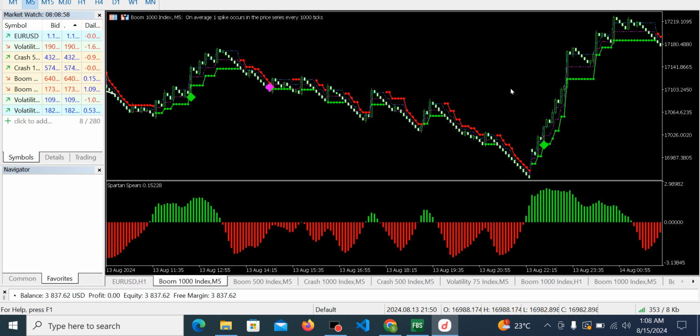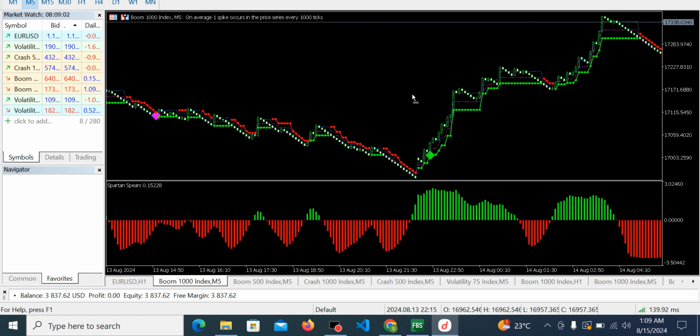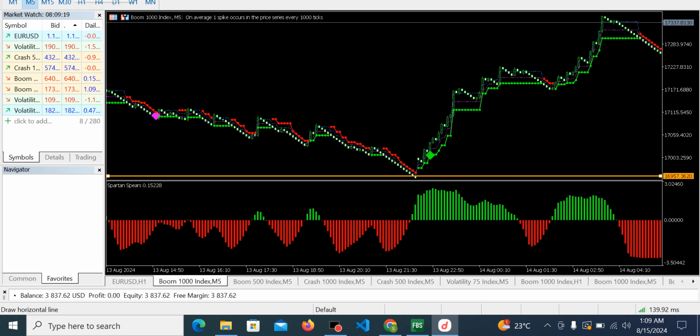So as you can see, it started an uptrend. Which means you would have closed your order for the sell signal, and you are supposed to come in for a buy signal around here. So right here is a support zone, and you just wait for an uptrend signal.